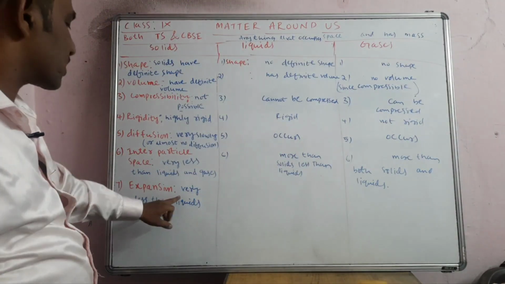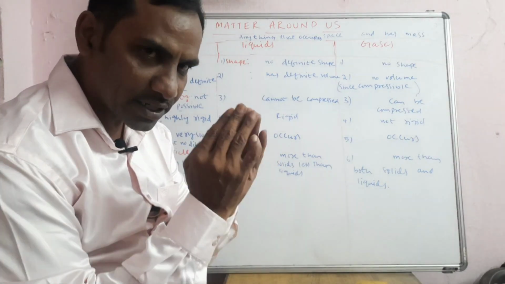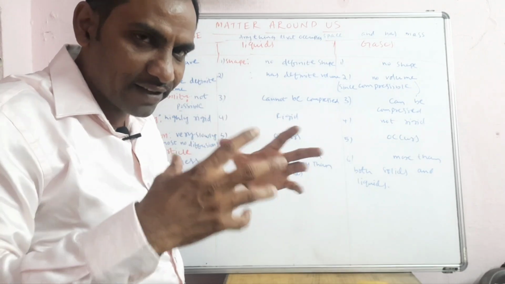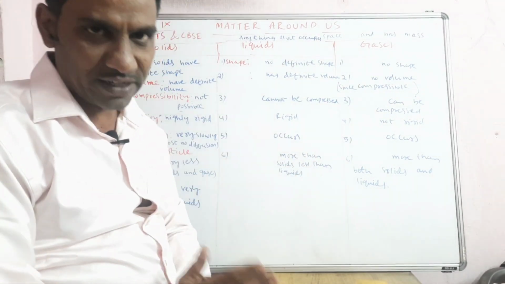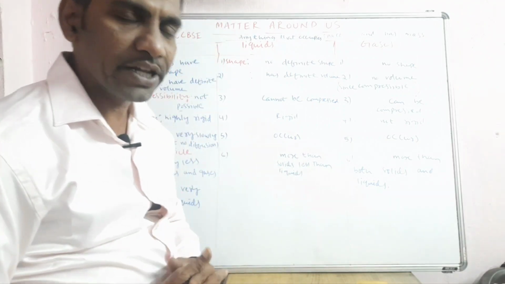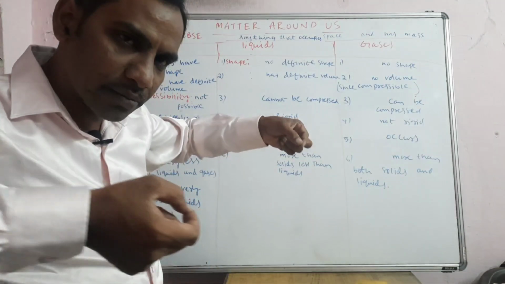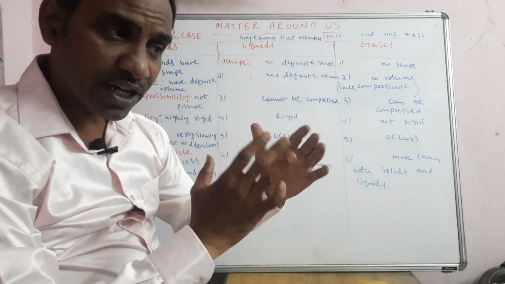Now see here, expansion. The meaning of expansion is, every substance on heating will become a little more in size or shape than it actually is. For example, if you heat any iron rod, and you measure it with a tape before heating and after heating, then it will expand.